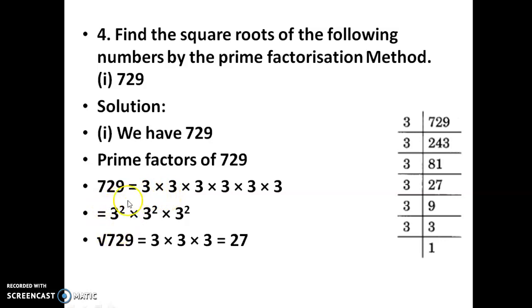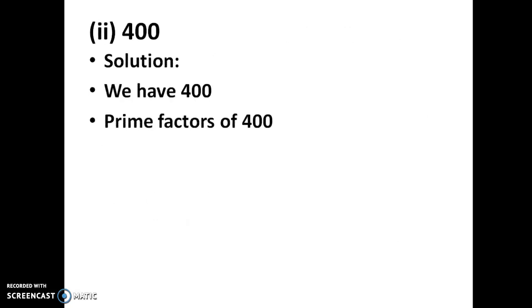So here we are writing a square. Square means 3 into 3. So one pair is this one. One pair means only one time you will write the number. So 3 pairs, so writing 3 times here. 3 into 3 into 3. So 3 into 3 is 9. 9 into 3 is 27. So that's the number. That is the square root of 729.